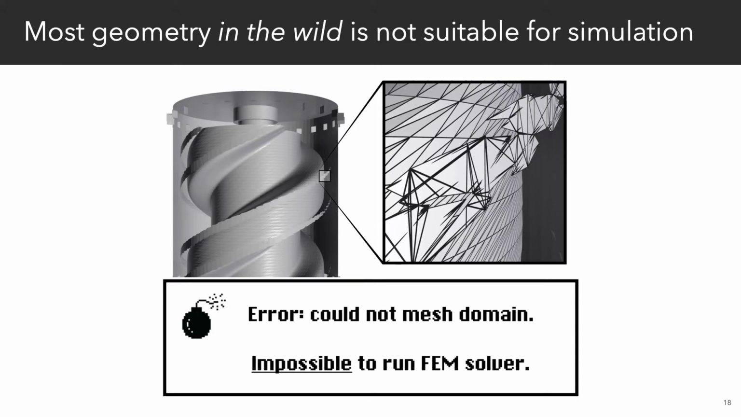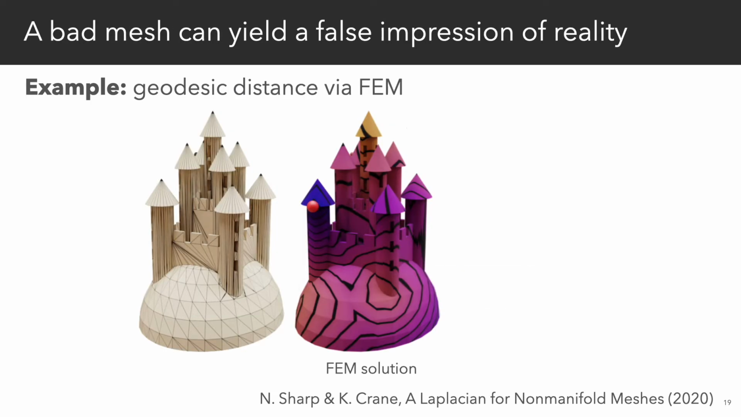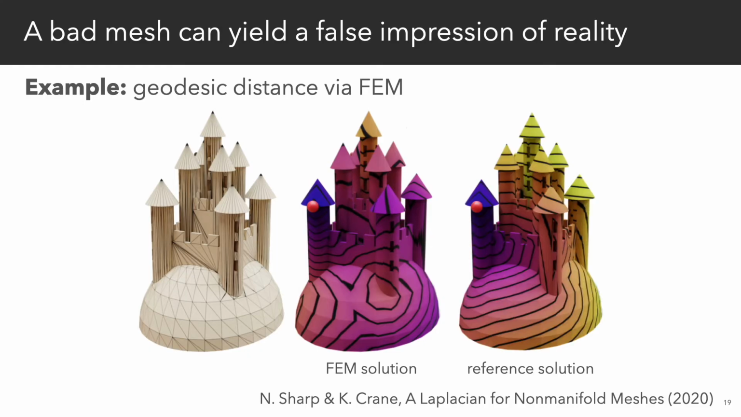This example actually shows an extreme case. In reality, even just a single bad element can cause a whole simulation to blow up. A bad mesh can also provide a false sense of reality. So here is an example where geodesic distances are computed using a finite element solver on a mesh with skinny triangles. Notice that the FEM solution actually doesn't match the reference at all because of poor triangle quality.